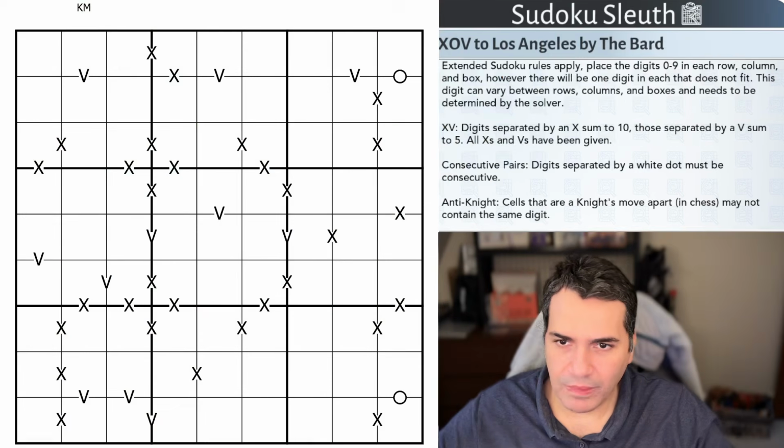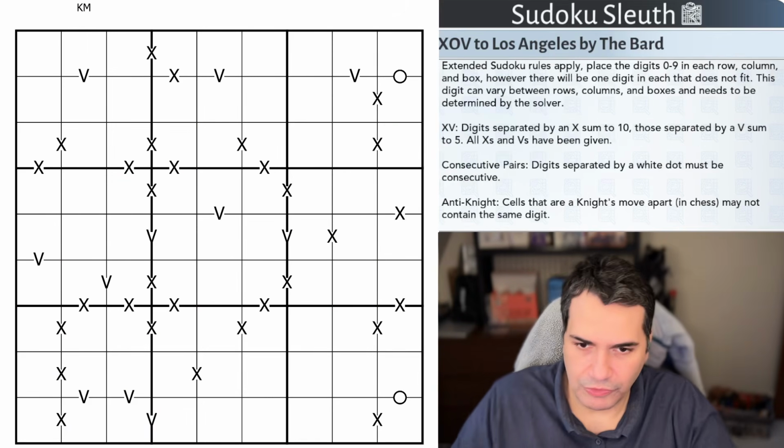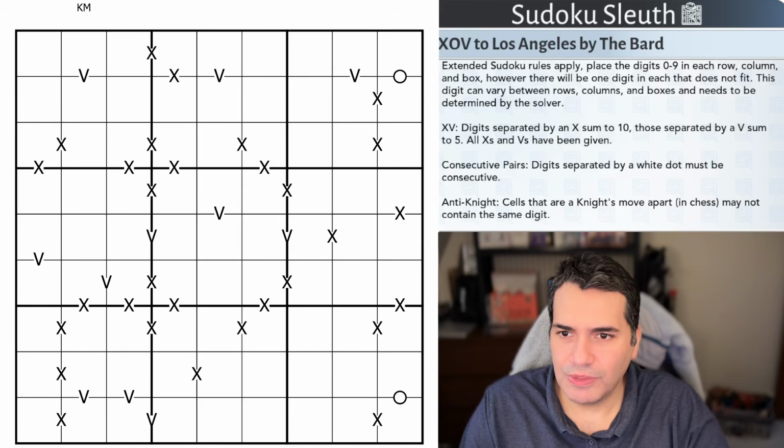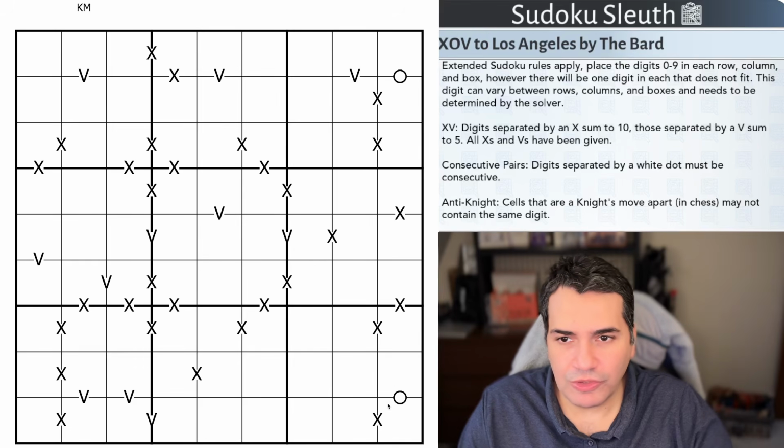I was actually going to solve a different puzzle from Marty Sears. Normally, his puzzles are quite tricky for me, which is fantastic for a weekend, but it looks like it's already been featured, also with 8,000 solves. So congratulations, Marty Sears. XOV to Los Angeles by the Bard.